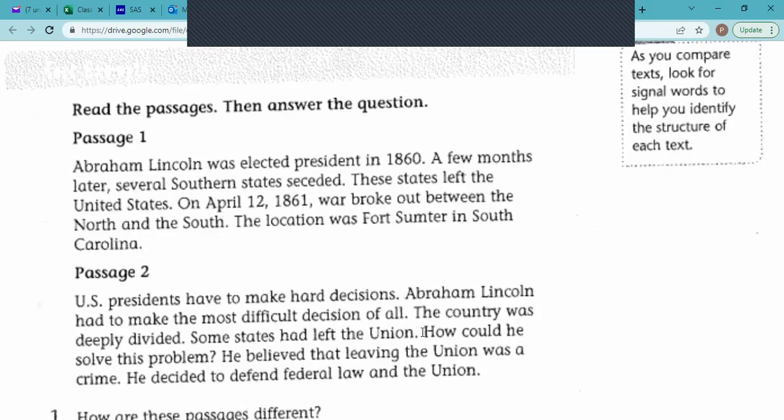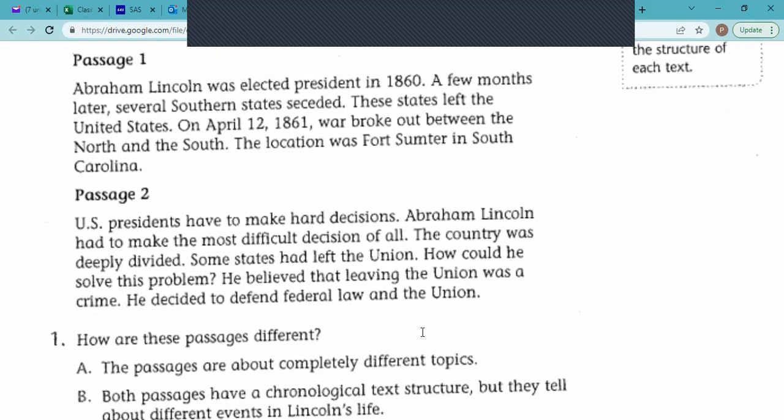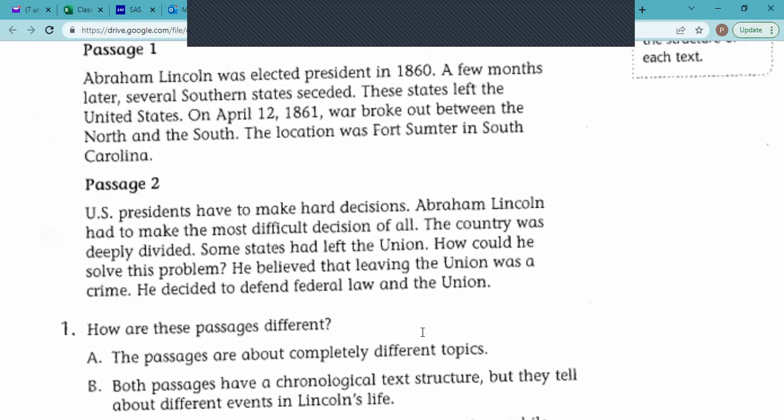All right, let's go on down and take a look at 2 short paragraphs here, passage 1 and passage 2. Go ahead and pause your screen if you need to read both paragraphs.